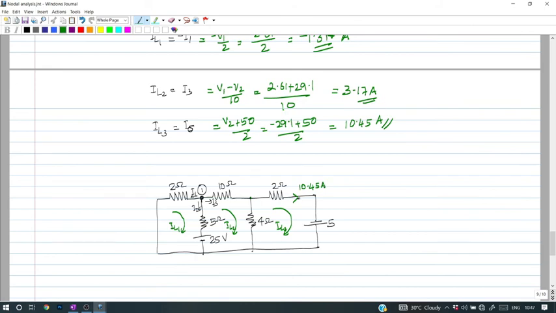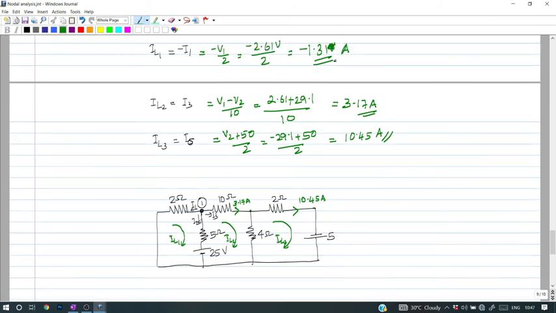So the direction which we assumed is exactly the same. It is coming as positive. And IL2 is this current. So this current is also flowing from node 1 to 2 because it is coming as 3.17, a positive current. But the first current IL1 is coming as minus 1.31 ampere. When we are assuming this direction, its current can be represented by minus 1.31 ampere.